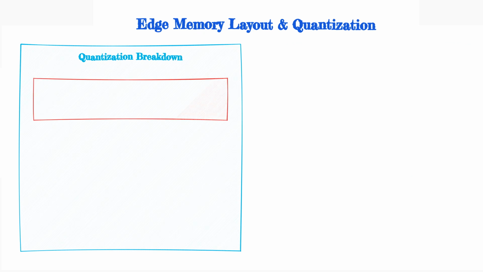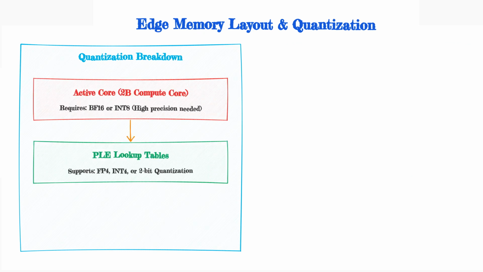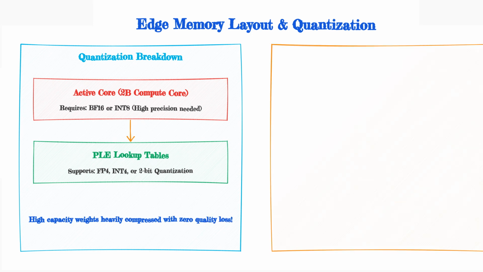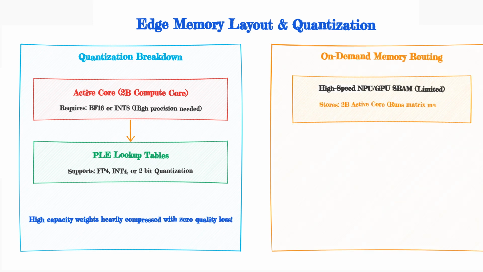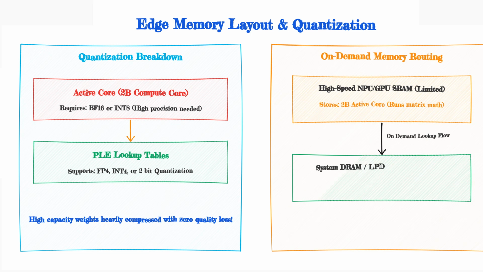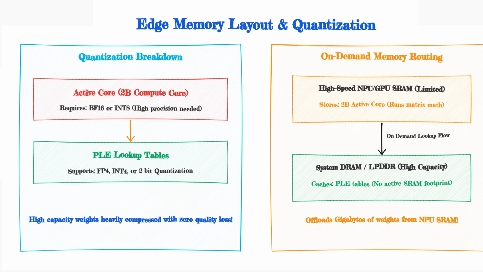Since PLE parameters are accessed via simple index lookups rather than dense matrix operations, they open up unique optimizations for memory layout and quantization. In standard models, quantizing active weights below 4 bits causes severe degradation in reasoning. But PLE parameters can be quantized heavily, or even stored in lower precision formats like FP4 or blockwise integers, because they do not participate in deep accumulated dot products.